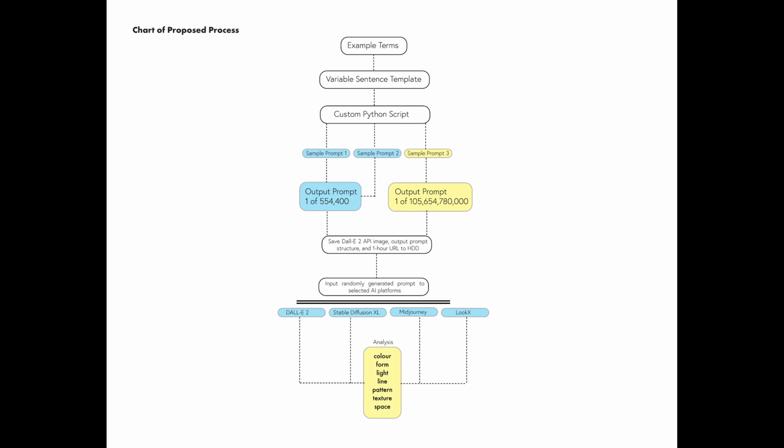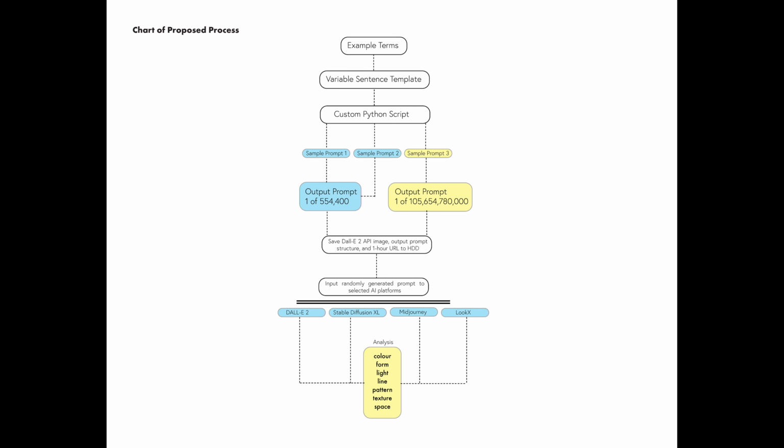So just to very quickly go over everything that we've talked about here. First thing that we looked at were those example terms, which is that word bank, as I was calling it. There's the variable sentence template, which is seen on the slide after that, which has the red text that needs to be inserted. Using that custom Python script, we take the 3 sample prompts that we previously discussed, and using that script, we can now save the images, we can output the structure, and we get the 1 hour URL.